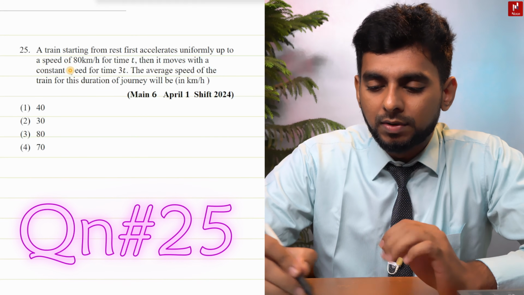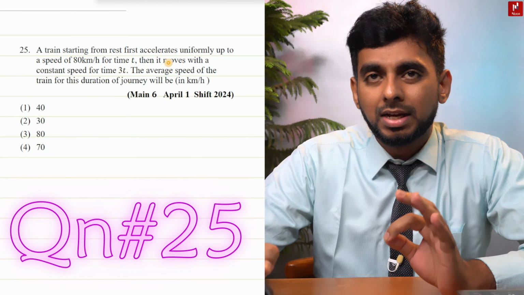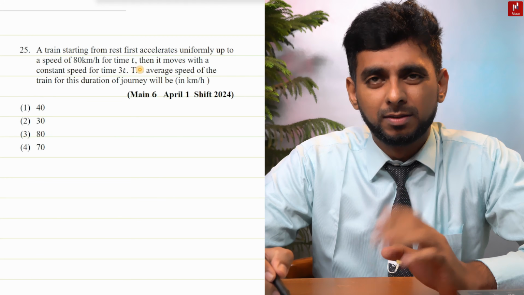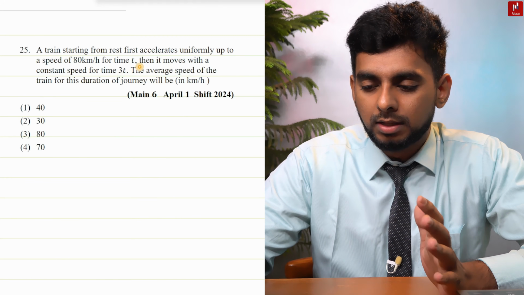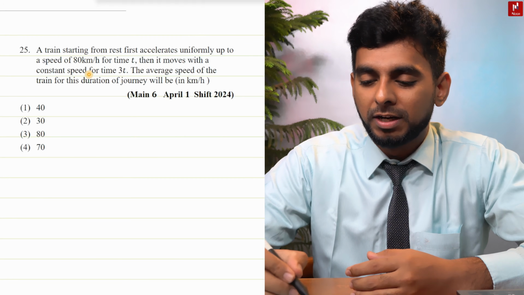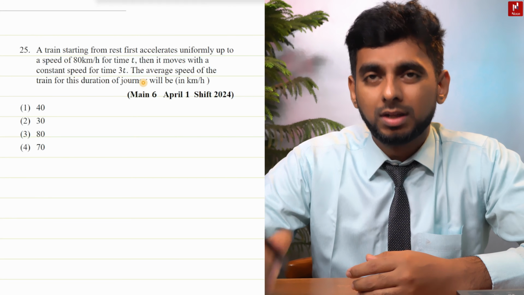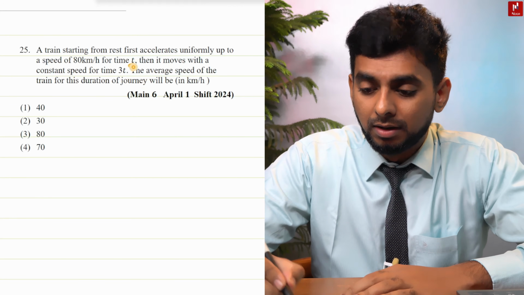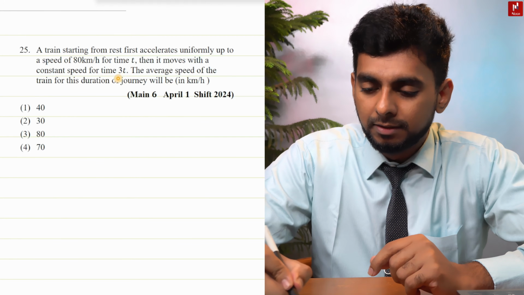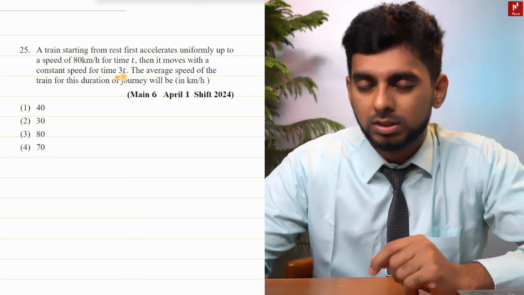The 25th question is: a train starting from rest first accelerates uniformly up to a speed of 80 km per hour for time t. So you've got a train that's undergoing a uniform acceleration and it reaches a maximum speed of 80 km per hour. The time taken is t, only t. Then it moves with a constant speed for 3t.